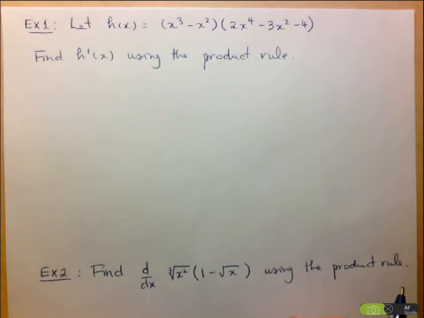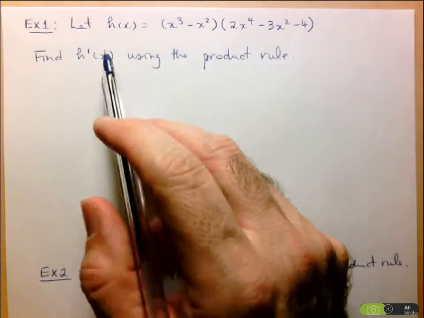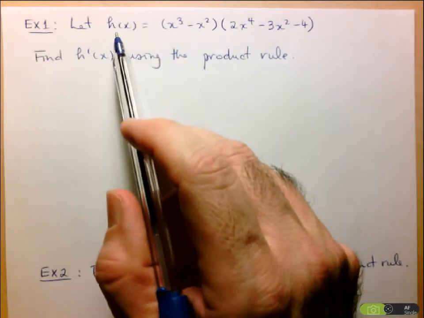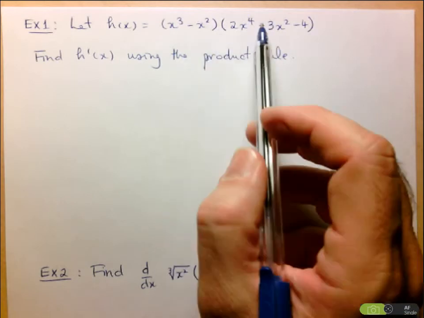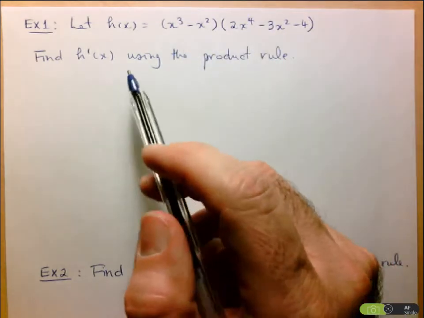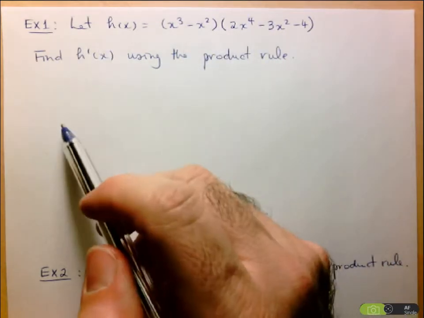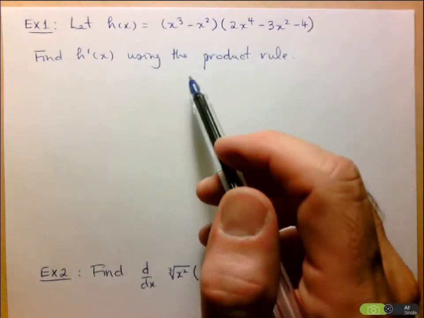Hi folks, we're going to take a look at a couple of quick examples on using the product rule. Okay, so take a look at this first example. We have h of x, and we see that it's written as the product of these two polynomials, and we want to find the derivative of that function.